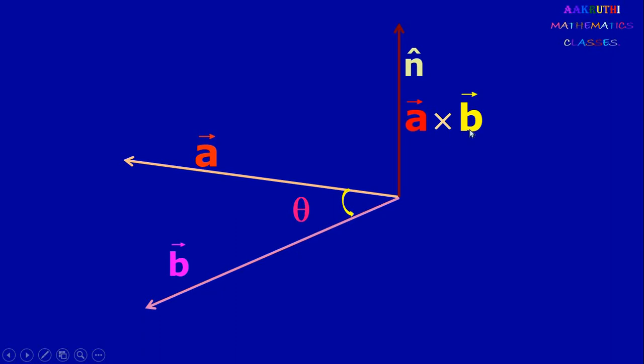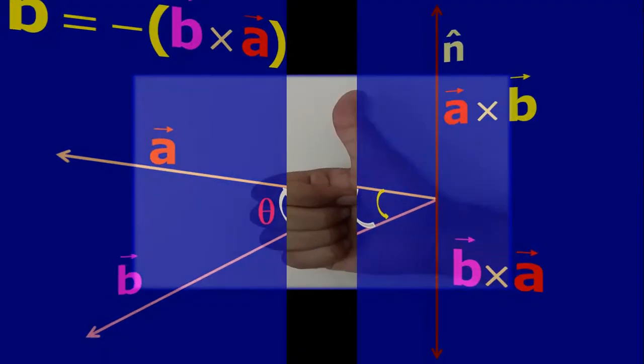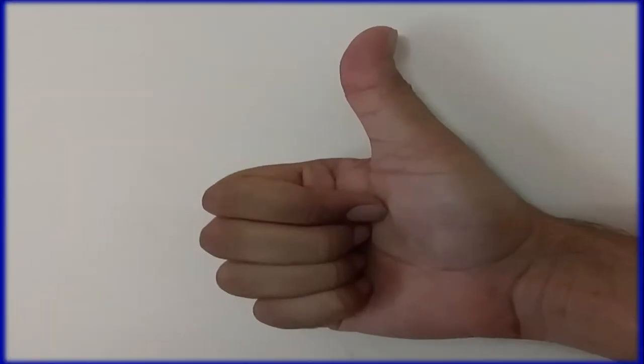Now a vector cross b vector is not equal to b vector cross a vector. So b vector cross a vector will be in this direction, that is opposite to a vector cross b vector. When we find b vector cross a vector, we find theta as the angle between b vector and a vector, so it is measured from b to a. So a vector cross b vector and b vector cross a vector are in opposite directions. Therefore we can write a vector cross b vector equal to minus of b vector cross a vector, or b vector cross a vector can be written as minus of a vector cross b vector. We use the right hand rule to find the direction of a vector cross b vector.